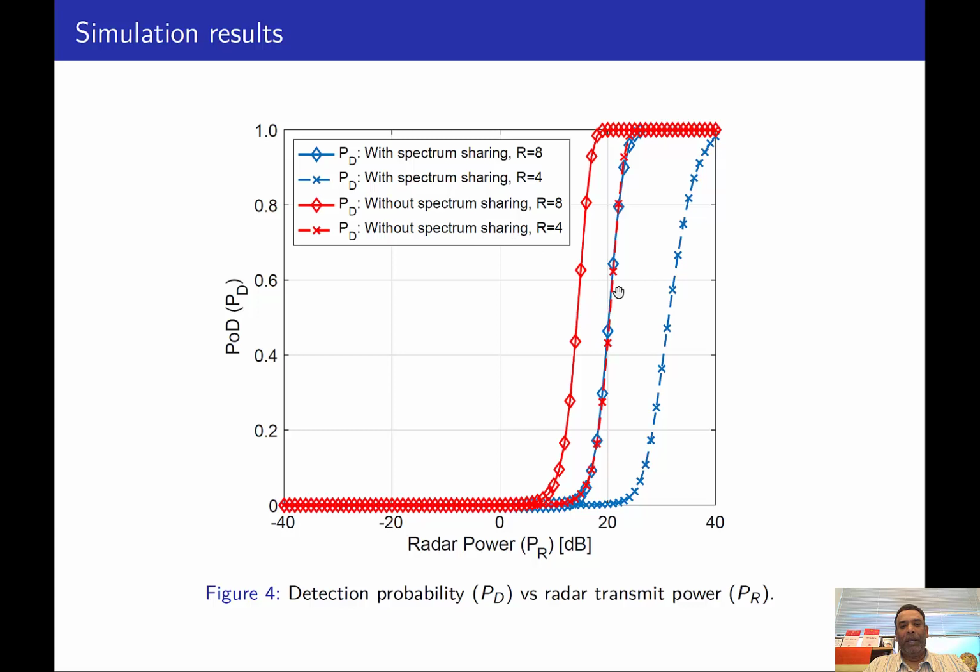So you can see that by doing spectrum sharing, we need to transmit more power. This is the red curve for 8 antennas, this is the curve for 4 antennas, and this is the curve for 8 antennas with spectrum sharing. You need to transmit more power to get the required probability of detection. That is the penalty that we are paying. To have a coexistent cellular system, users enjoy the service by sharing the spectrum with the radar. The payment is that the radar has to increase the transmit power.